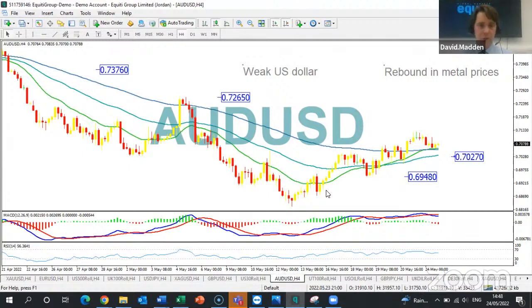What's also helped to a certain extent in the last few days is the rebound in metal prices. Australia is very much a commodities-driven economy, particularly hard commodities, industrial metals. When metal prices are strong, the Australian dollar tends to be strong, and when metal prices are weak, the Australian dollar tends to be weak. So we've seen a bit of a rebound in metals, and we've certainly seen a pullback in the US dollar.